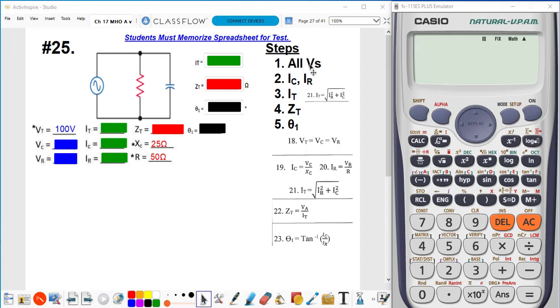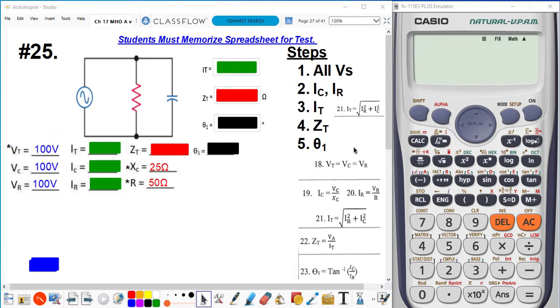So the first thing I'm going to do, since voltage stays the same in a parallel circuit, I'm going to go ahead and fill in all of my voltage values. Alright, next I'm going to calculate my IC value using Ohm's law. We can use Ohm's law inside of these parentheses. So to find IC, I'm going to take my 100 volts divided by 25 ohms, gives me 4 amps.